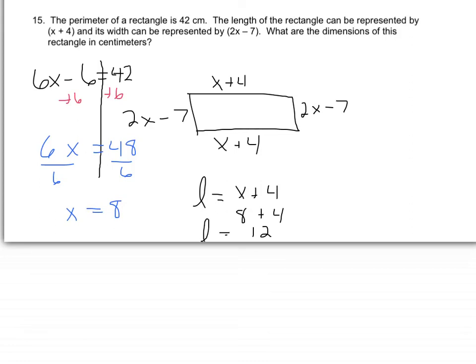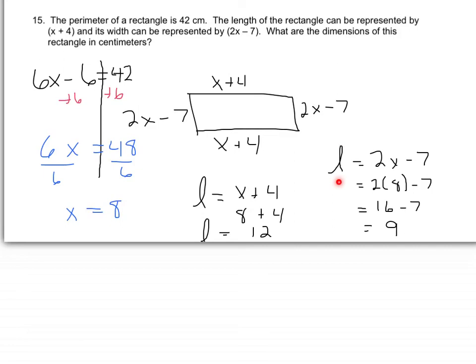And then we're going to do the same thing for the width. So we're going to start with 2x minus 7. And we're going to substitute the 8 in. So we end up with 2 times 8 minus 7. And we get 16 minus 7, which is 9. So the, oops, and I meant width up here, not length. So the width was 2x.